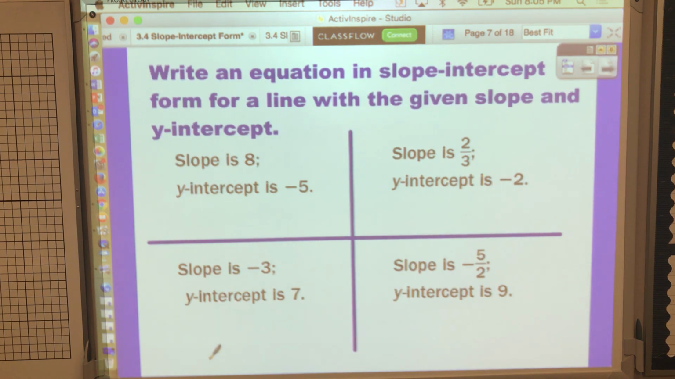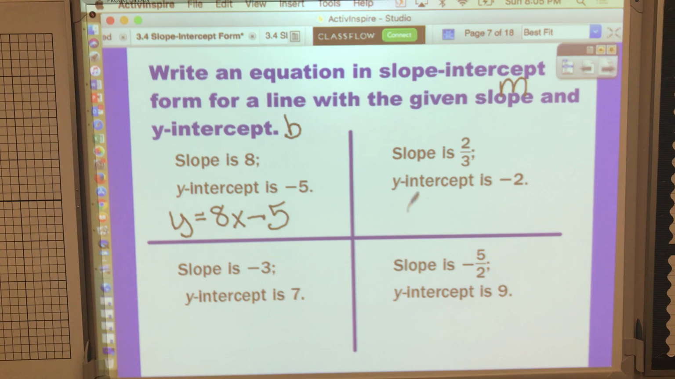So let's try some where we're actually writing the equation. Okay, so this time they want us to write it in that slope-intercept form, given the slope and given the y-intercept. Remember, slope is the m, and the y-intercept is b. Okay, so we always have y stay y, m is our slope, so m is 8, x stays x, plus b, but since b is negative, it's really a minus 5. Okay, whatever the sign of your y-intercept is the number we plug in for that b. And if it's negative, it's minus.